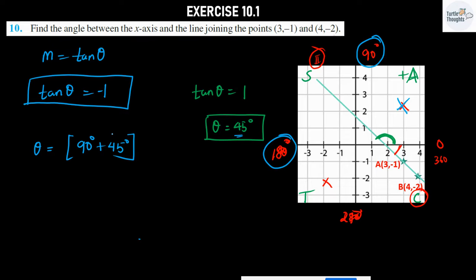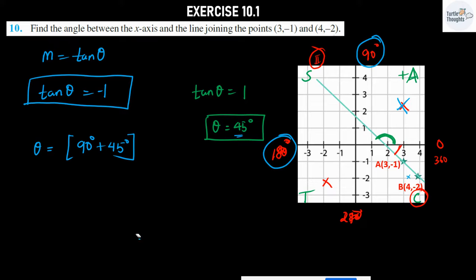Is that clear? Or it can also be 270 degree plus 45. This is also correct, but the fourth quadrant we are not taking in this case. Okay, both are correct here. Whenever tan theta is equal to -1, theta can be 90 plus 45, or it can be 270 plus 45 also. But this we need not consider because our angle lies in the second quadrant, meaning that 90 to 180, our angle should be in between 90 to 180 degree. 270 plus 45 will be exceeding 180, so I need not consider that.